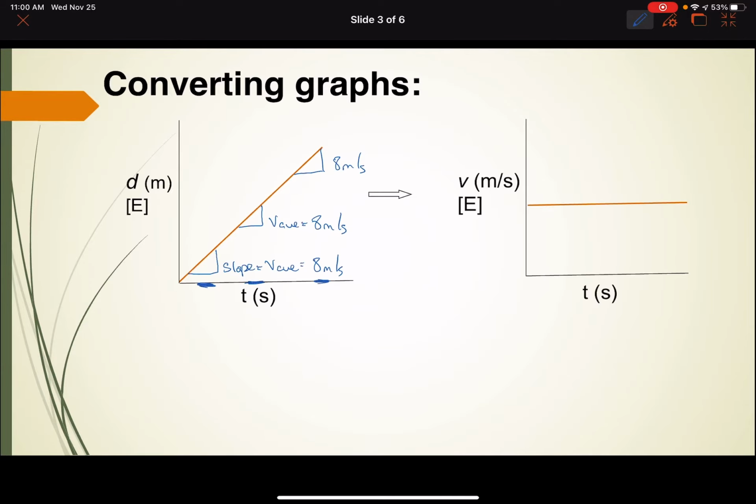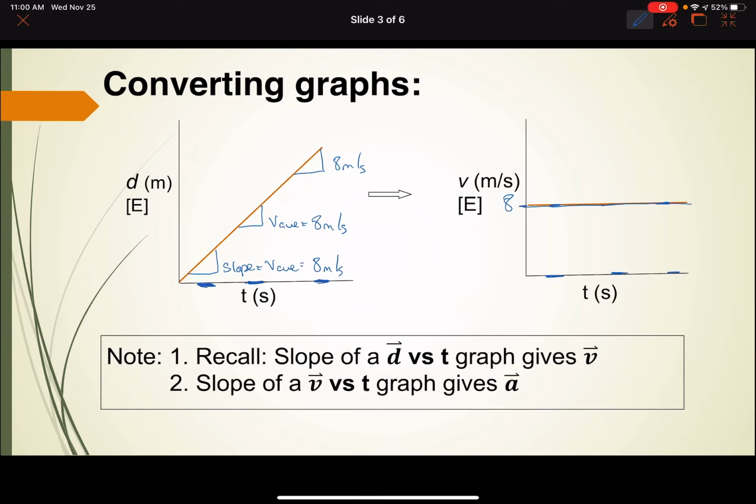So if I come over here, let's put 8 meters per second right here. If I was to graph that, at this time interval I'm up at 8, at this time interval I'm up at 8, this time interval I'm up at 8. I'm just getting this nice straight line here. So the slope of a diagonal position time graph gives me a nice horizontal velocity time graph. So yeah, the slope of this gives velocity.